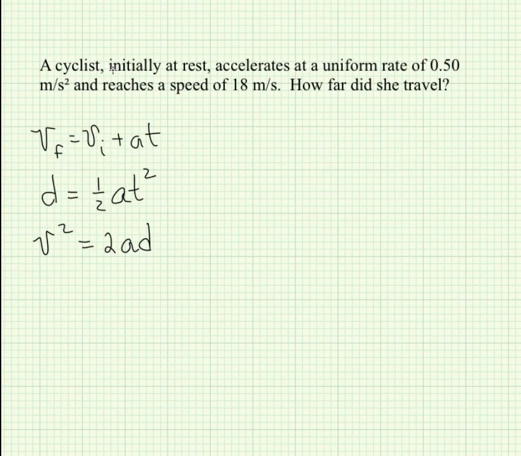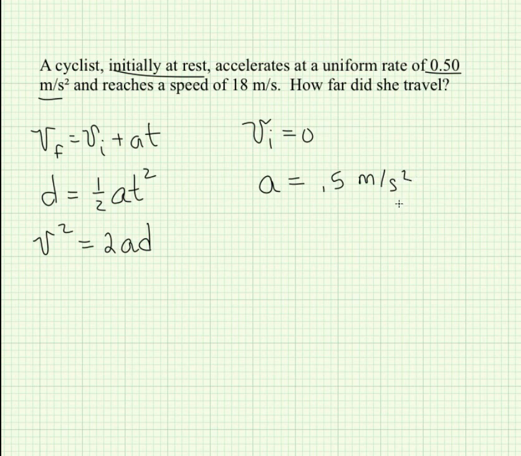All right, we have a cyclist initially at rest. That means my initial velocity is 0. It accelerates at a uniform rate of 0.5 meters per second squared. What letter are you going to give that 0.5 meters per second squared? The unit should be a hint, and so that tells us it's going to be the acceleration. So the acceleration of my bicycle is 0.5 meters per second squared, which means every second our bike is going to get faster and faster by a half a meter per second.